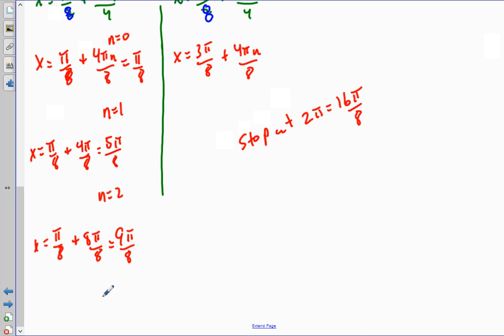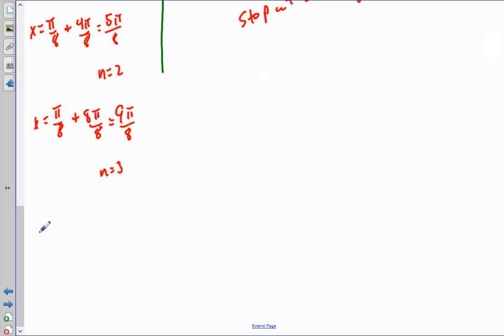You probably can start seeing a little pattern as you start doing this a little bit more. All right, for n equals 3, we'll have x equals pi over 8.